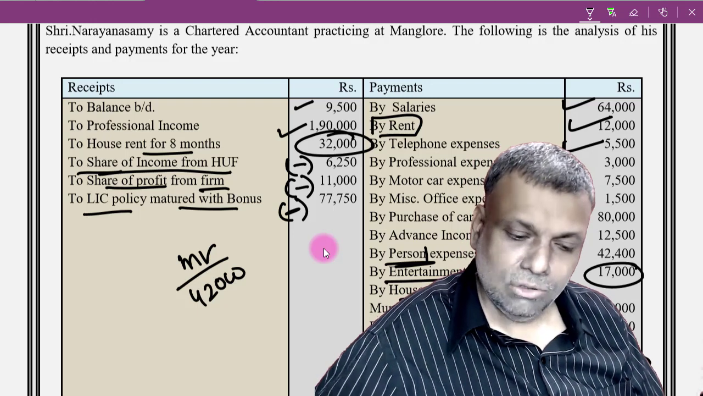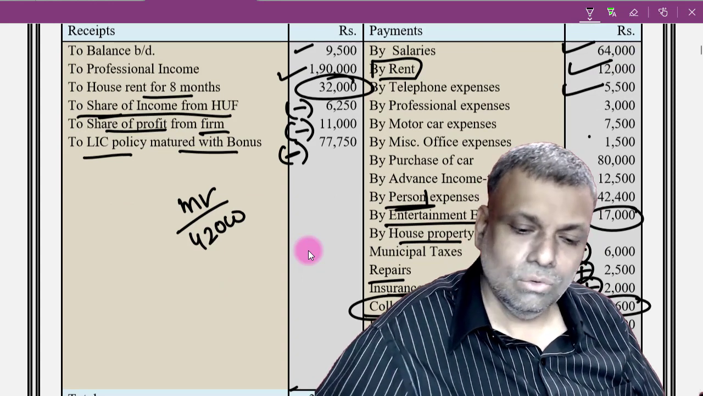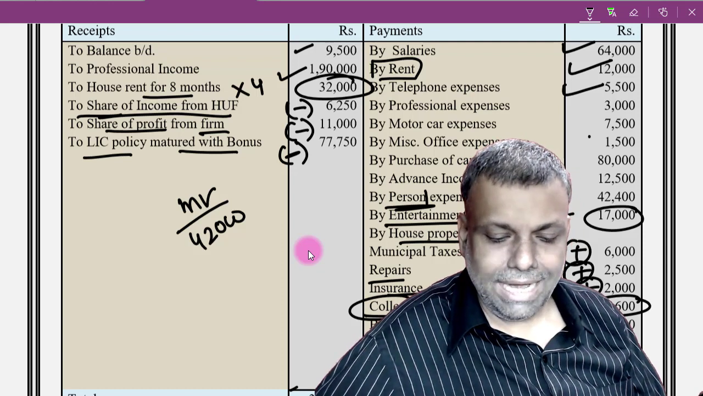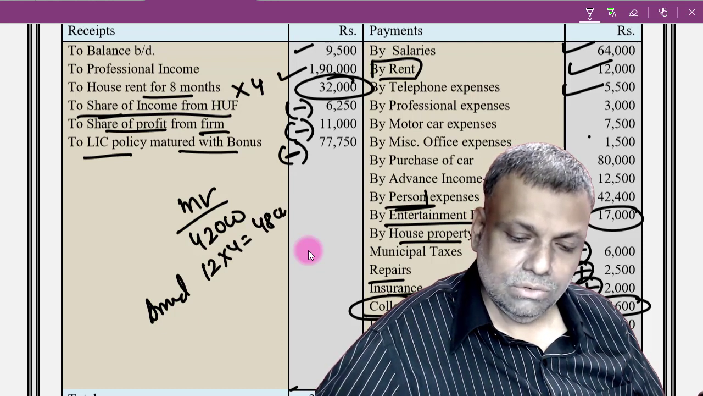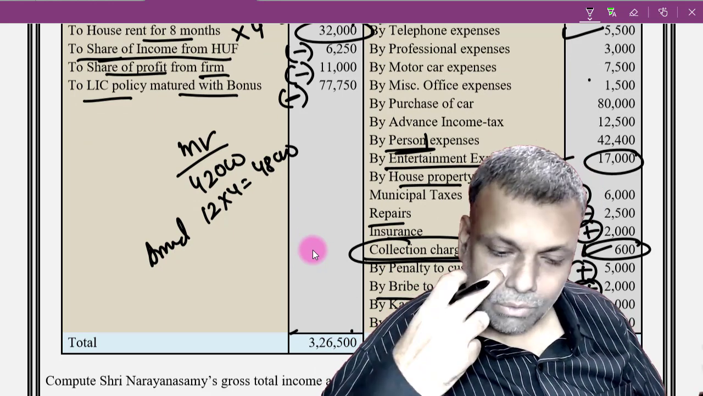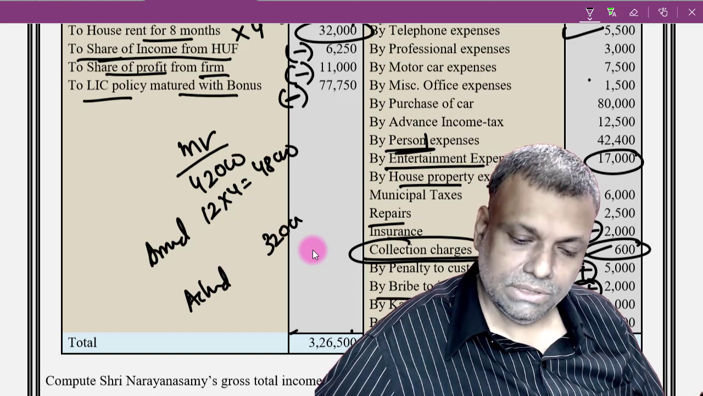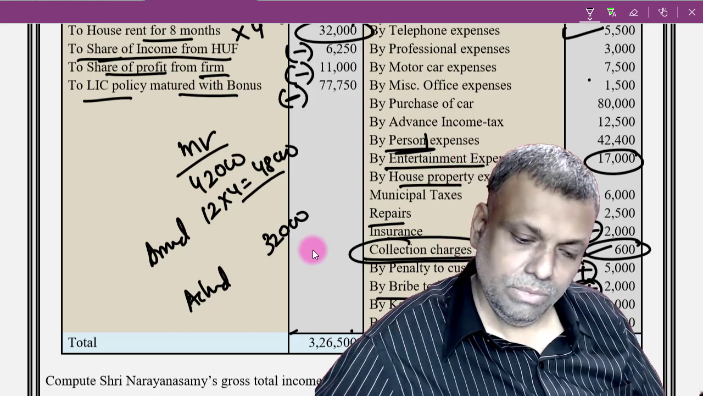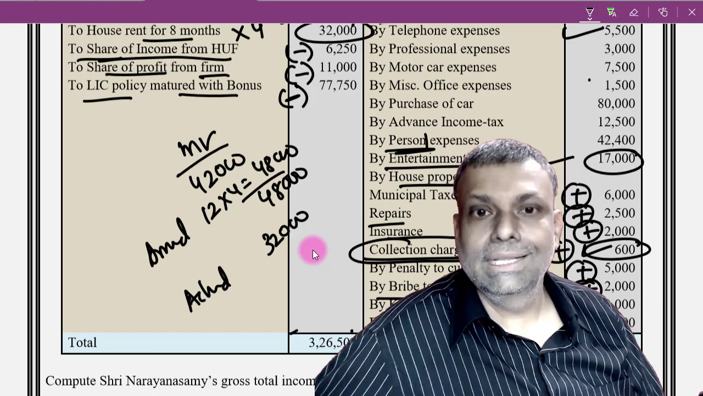Now house property. Your house rent is for 8 months, so that is 32,000, that is 8 into 4,000 per month. So your annual rent will be 12 into 4, that is going to be 48,000. Your municipal valuation is 42,000. Standard rent is not given to us. Actual rent is 32,000 rupees. So your fair rent is going to be 42 or 48, whichever is higher. So 48.